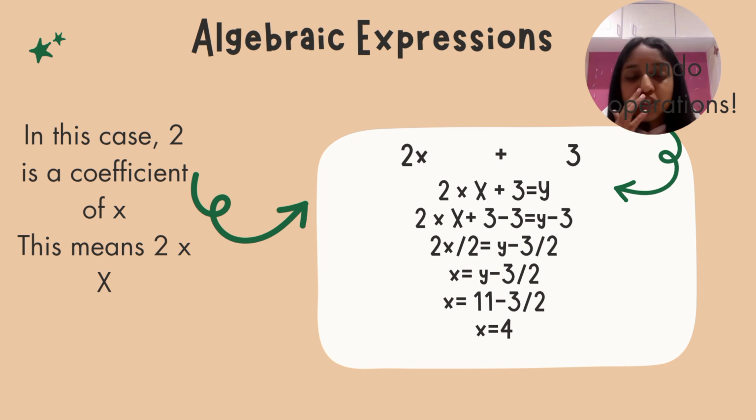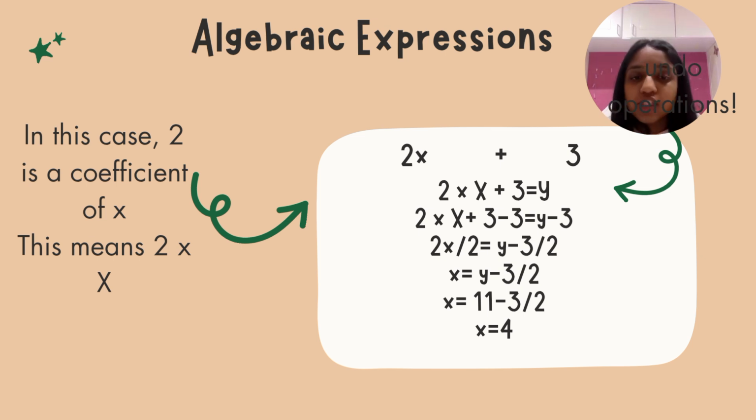Now, before we move on to solving this equation, we have to realize that whenever there is an equal to sign, there must be a number on the other side. When we don't have a number, we substitute it with a variable. This can be any letter, A, B, C, D, but in this case we're just going to use y, which is the most common one. So we say 2 multiplied by x plus 3 equals y.